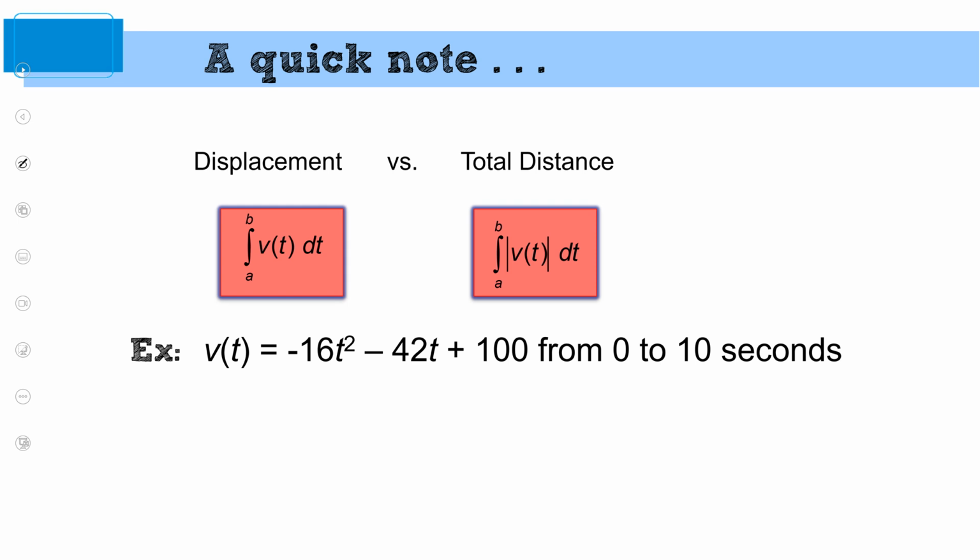Okay, so you get the idea here? Wait, let me finish. You can do the antiderivative of that function, it's not too bad. Negative 16 thirds t cubed minus 21t squared plus 100t. You could plug in 0, plug in 10, subtract, get your answer. The absolute value bar, you don't know how to do that, so you would rely on fnInt to plug that in. You should know how to plug it into fnInt. Again, fnInt is not rocket science.